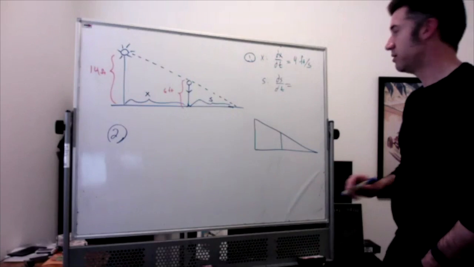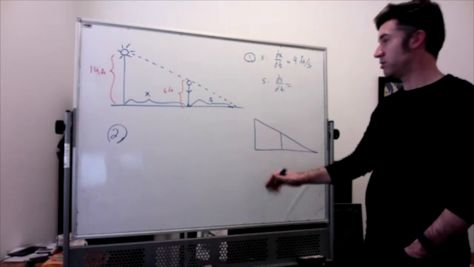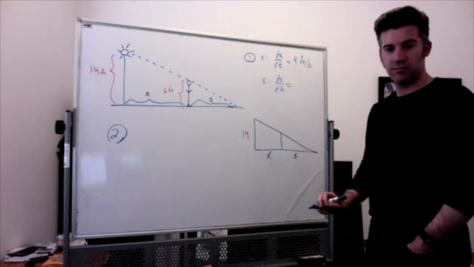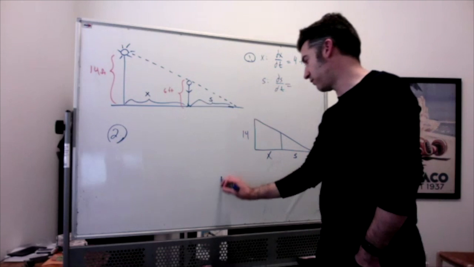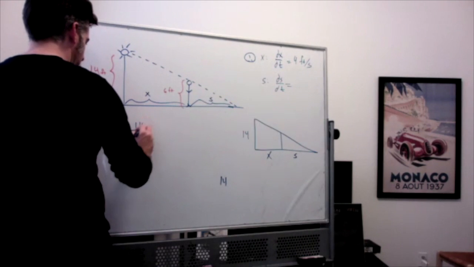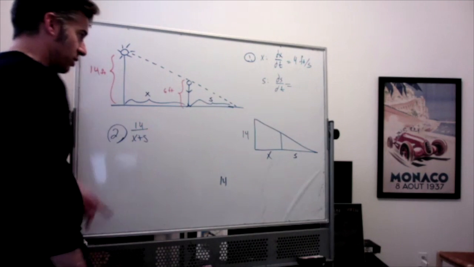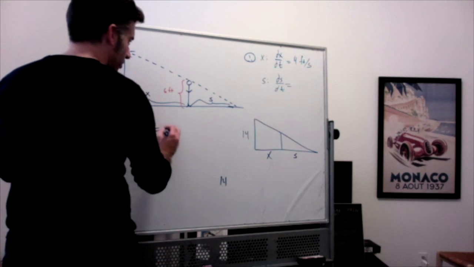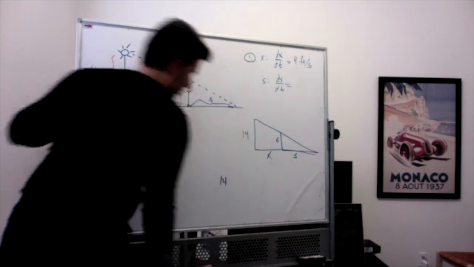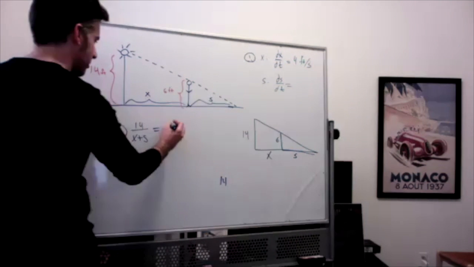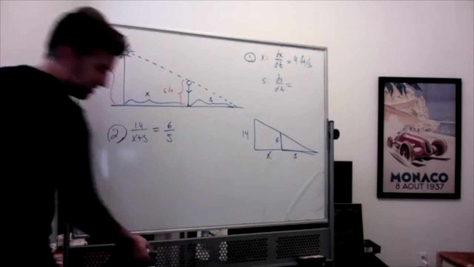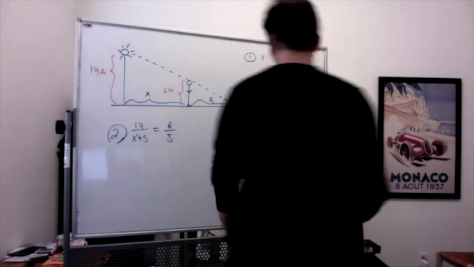All right, so big triangle, the height is 14, the base is x plus s. So in the big triangle, the ratio of the height to the base is 14 over x plus s, which is equal to, in the little triangle, height to base 6 over s. Maybe I didn't set this up in the most normal way, but it doesn't really matter. We're going to cross multiply regardless.